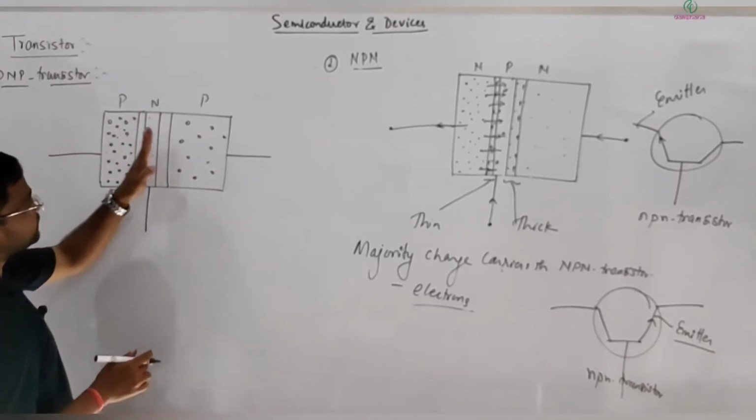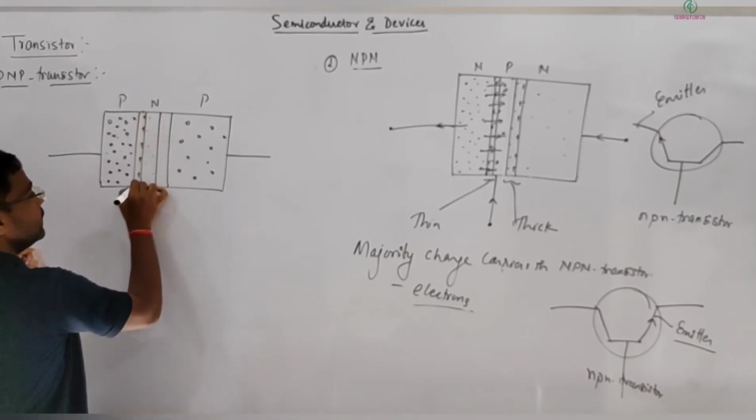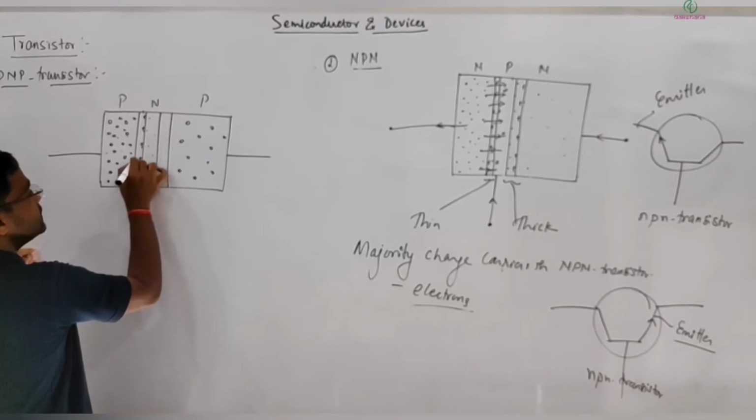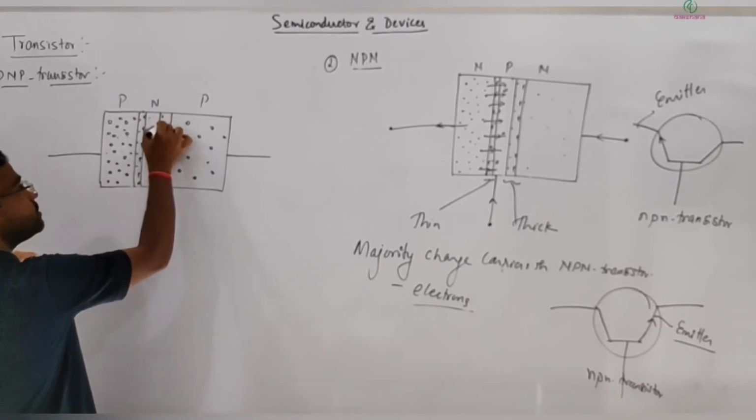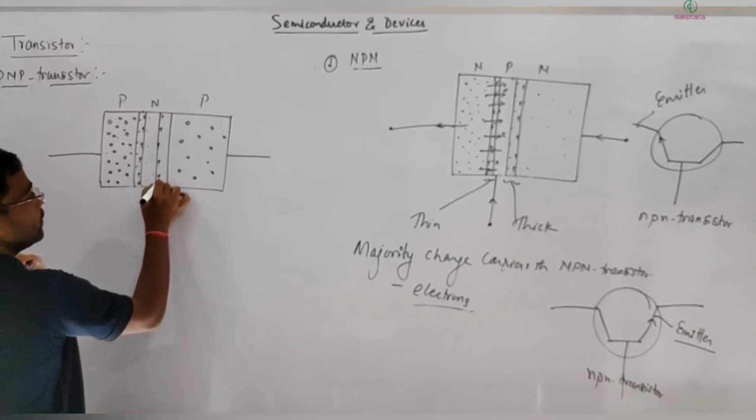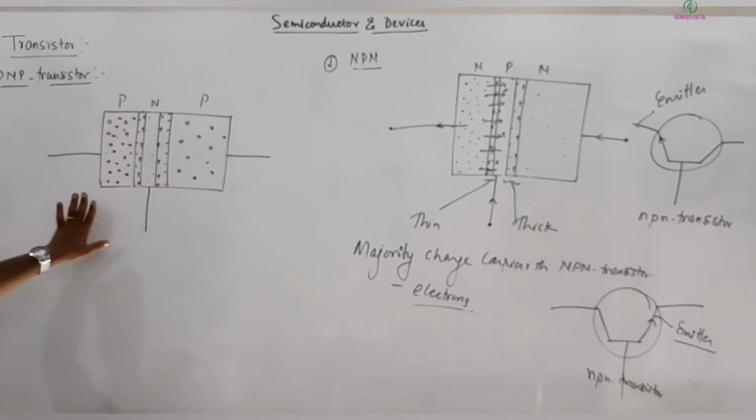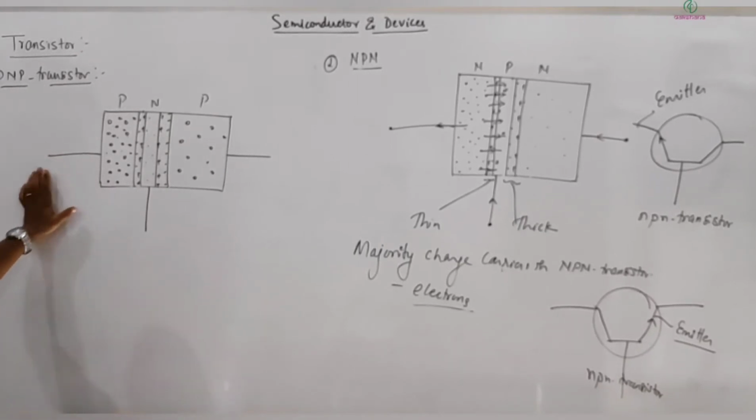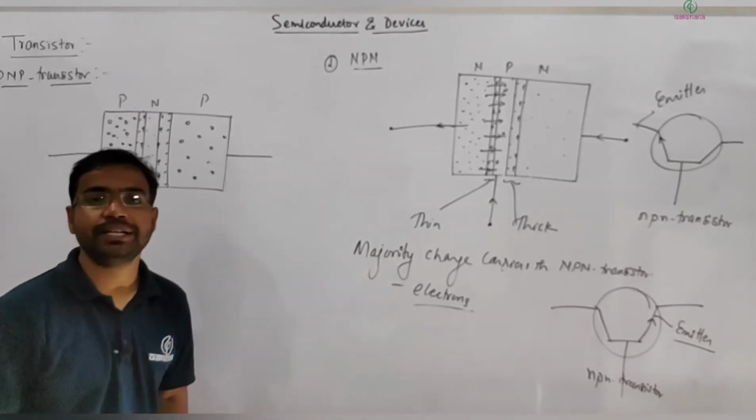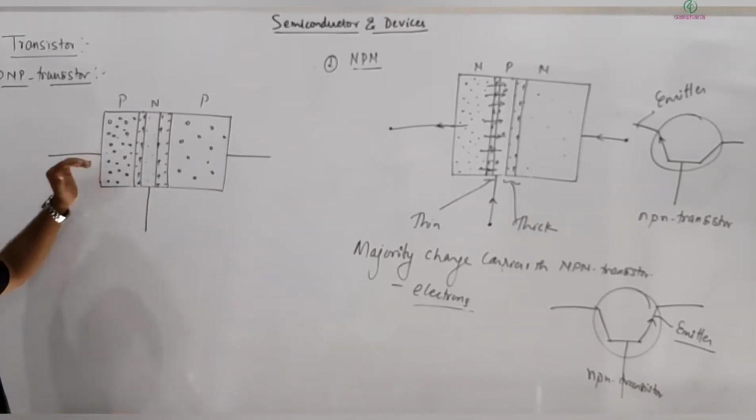And holes will diffuse to this side. So here you will have positive charge on this side and negative charge on this side. And similarly here it's positive and negative. Now see here, whenever some biasing is done, some potential drop is applied, or it's connected in some circuit, in that situation, what will happen?